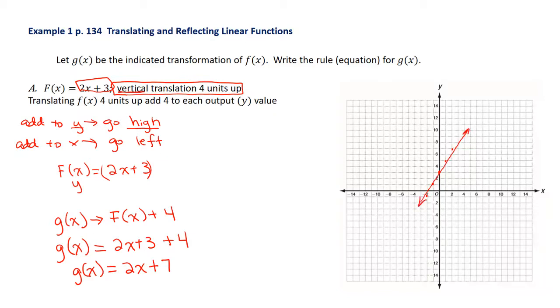Okay, now this is f of x. And now we're going to look at g. And g says start at 7. The y-intercept is 7. 1, 2, here's 7 right there. And again, our slope is 2 over 1. 1, 2.